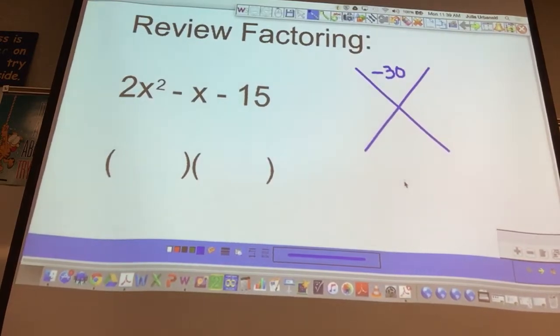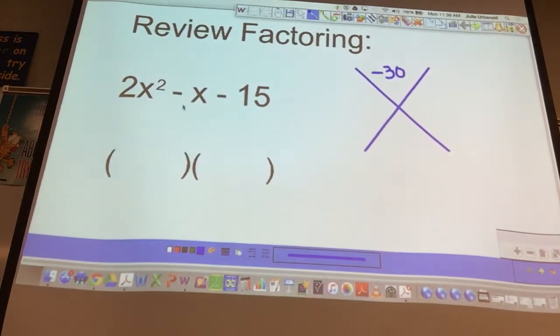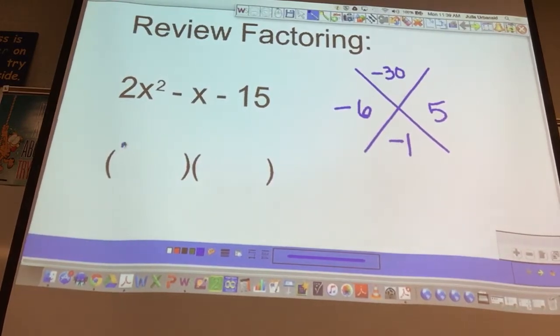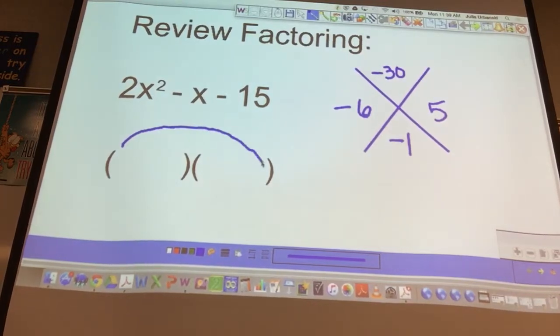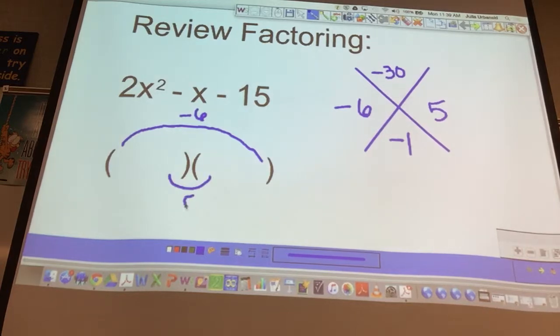What goes on the bottom? Good, negative 1, the number in the middle. Then we have to think of 2 numbers. Good, 2 numbers that multiply at the top and add at the bottom. 6 and 5, and she put the negative on the 6 because you keep the sign of the bigger number to get your negative 1. So what we need is these 2 numbers. We need a negative 6 and we need a positive 5.